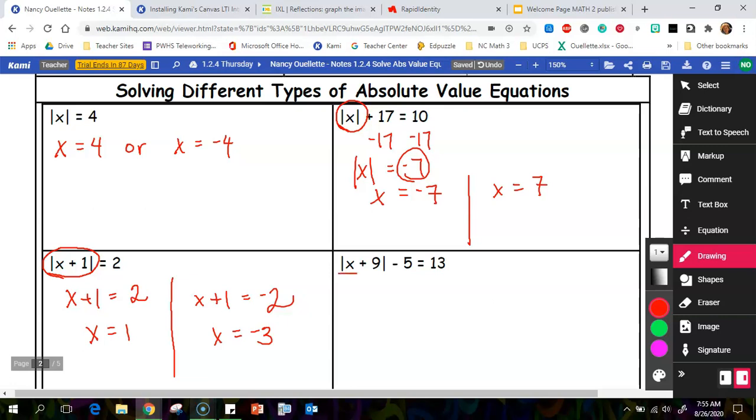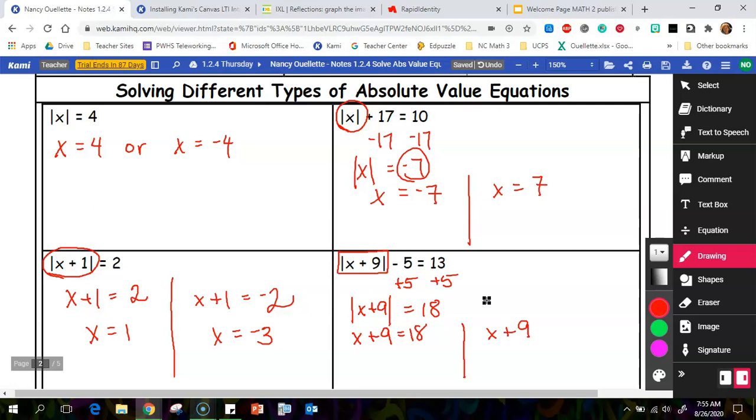I want to get this right here by itself. So I'm going to add 5 to both sides. I'm going to leave this in the absolute value for one more step, and that equals 18. And this is where I break it up into two equations because I've got this by itself. So now I'm going to break it up into two equations.